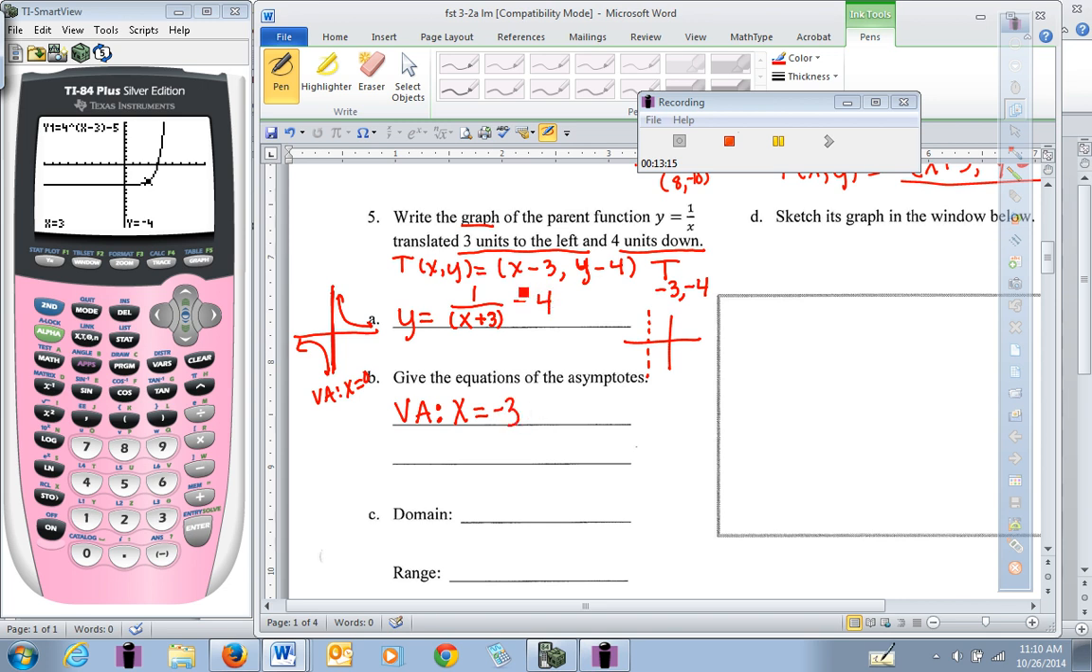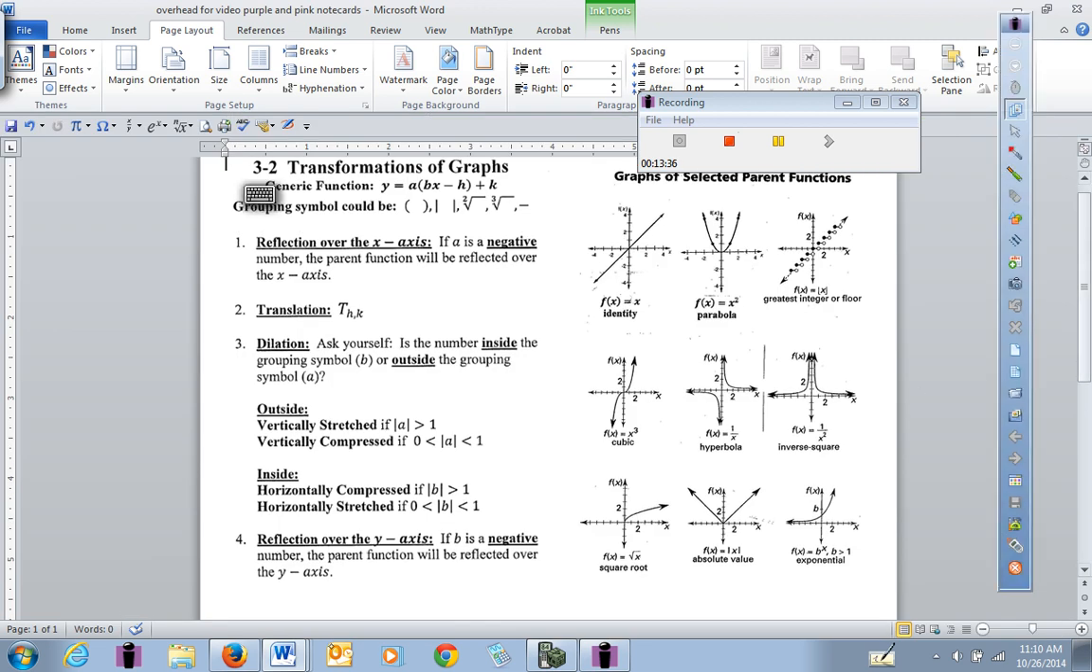So my new vertical asymptote, I'm going to abbreviate that VA for vertical asymptote, will be at x equals negative 3. Then this minus 4, we'll see where my horizontal asymptote is. The horizontal asymptote right now is at y equals 0. It's going to get moved 4 down. So it's going to come down here, and I'm going to use HA for horizontal asymptote, it's going to be at y equals negative 4.